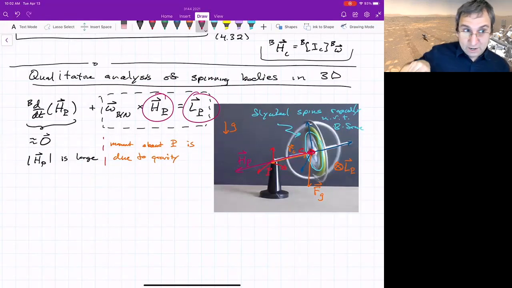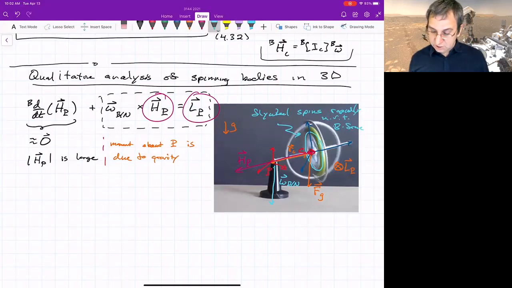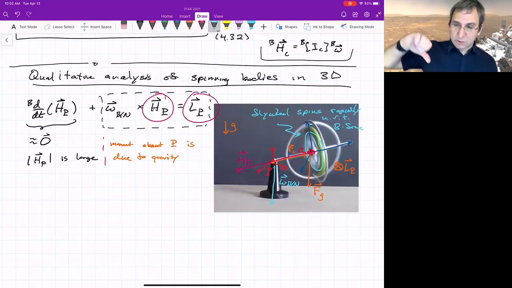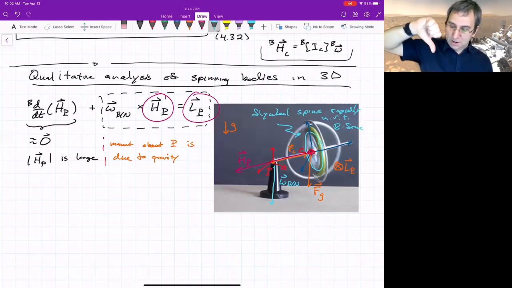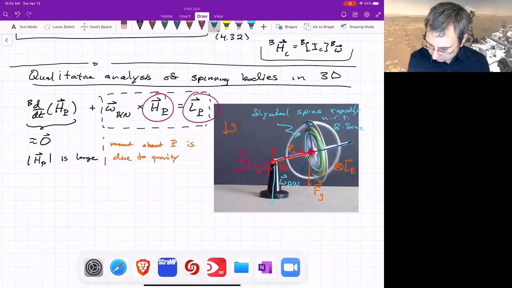And using the right-hand rule, omega needs to be pointing down. So omega, this is omega of the B frame with respect to the N frame. So if that's correct, then our prediction is this will be coming at us, because following the right-hand rule, if omega is pointing down, my thumb points down, my fingers curl in the direction that the whole frame is rotating. So let's see if that holds true.